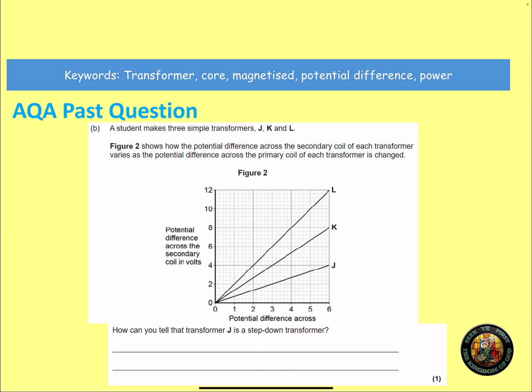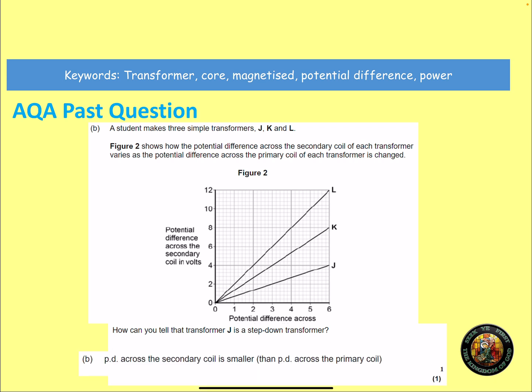A student makes 3 simple transformers, J, K and L. Figure 2 shows how the potential difference across the secondary coil of each transformer varies as the potential difference across the primary coil of each transformer is changed. How can you tell that transformer J is a step-down transformer? 1 mark. Because the potential difference across the secondary coil is smaller than the potential difference across the primary coil.